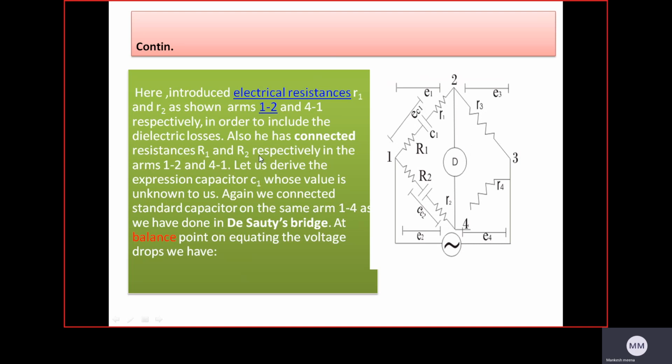Now, when we don't neglect the dielectric losses, we introduce electrical resistances small r1 and small r2 in arms 1 and 2. Also, we connect resistances capital R1 and capital R2 respectively in arms 1, 2 and 4.